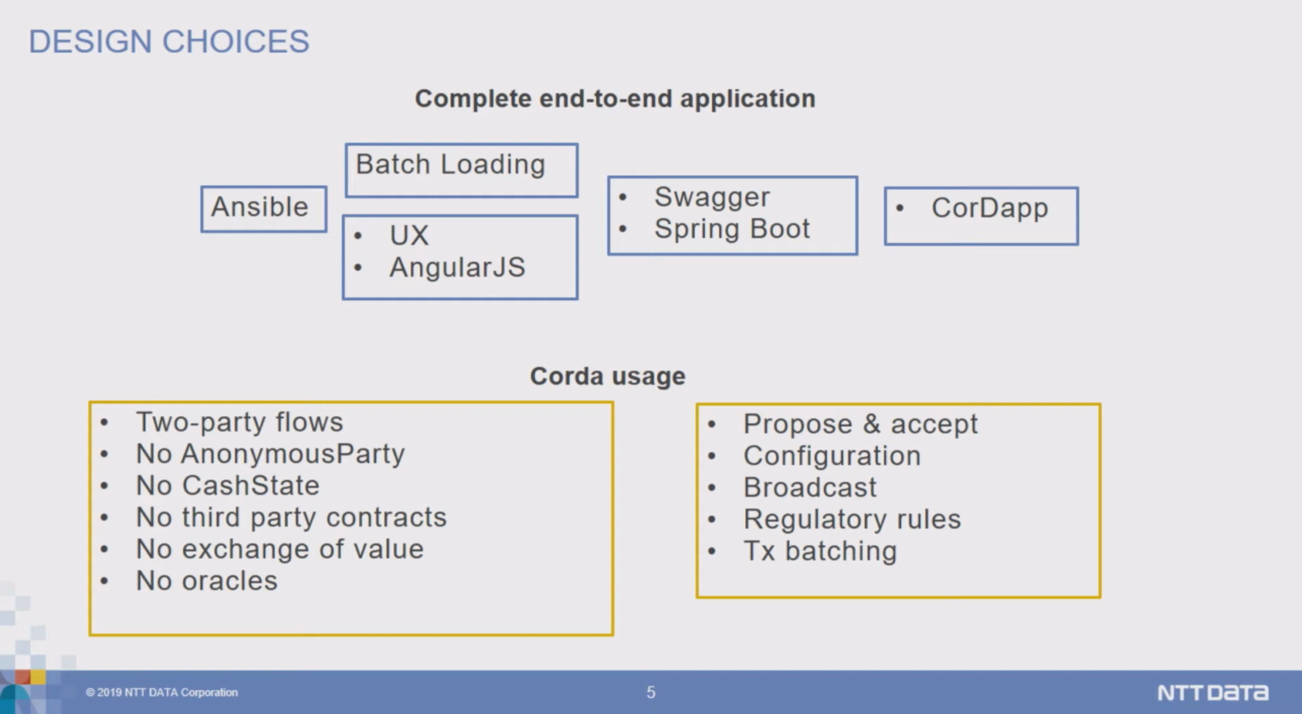So we implemented flows to propose and accept a particular rule. We also have many flows that are used to agree on a particular common configuration between banks. And also, we had to implement broadcast in a couple of ways, for example, like a public record of public contacts.